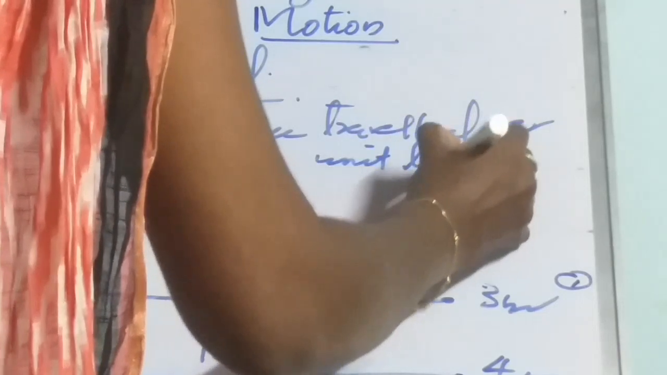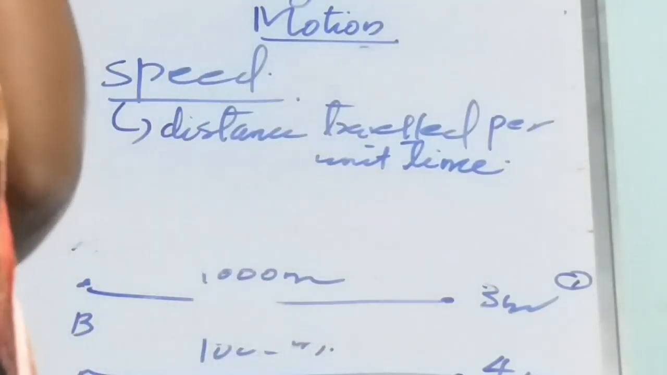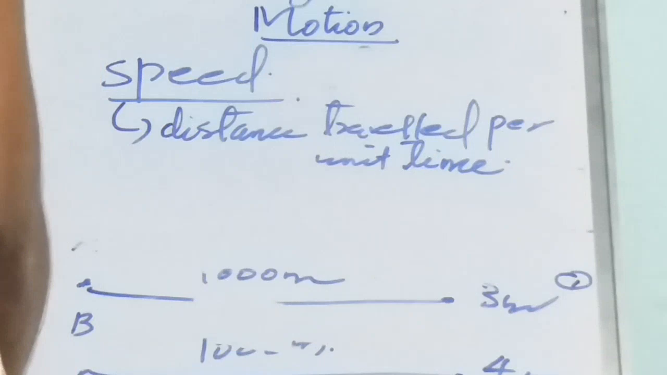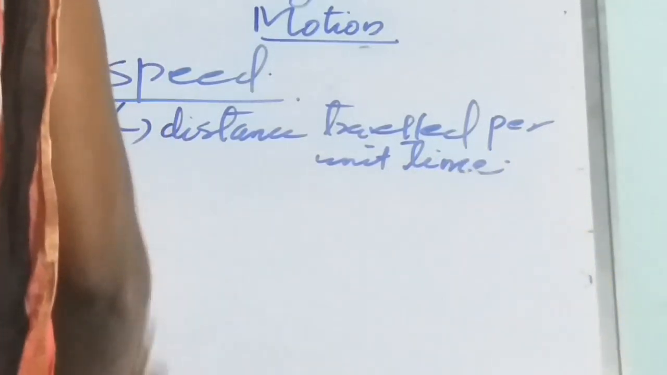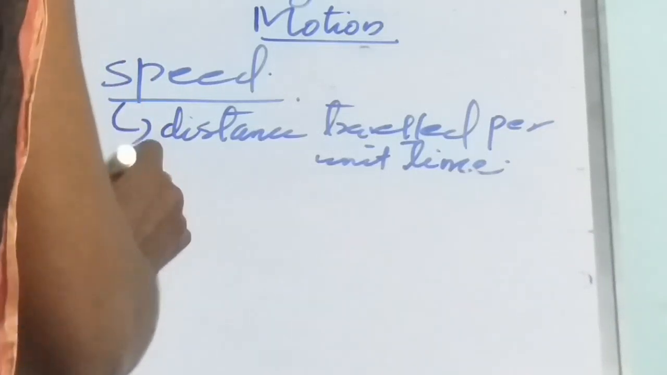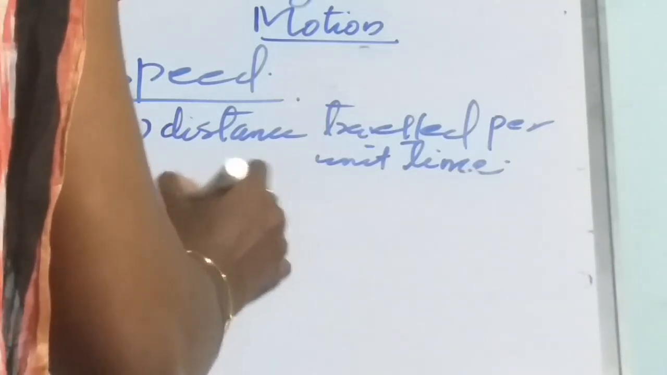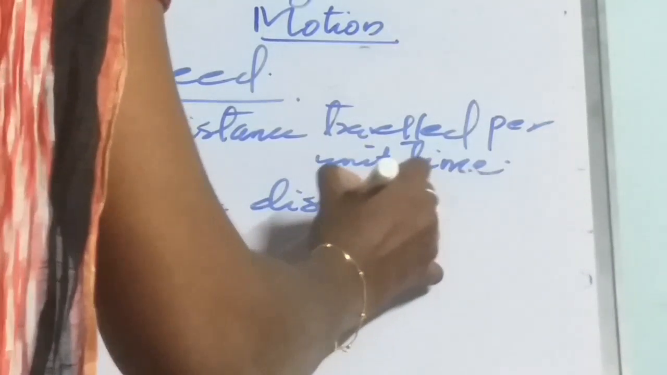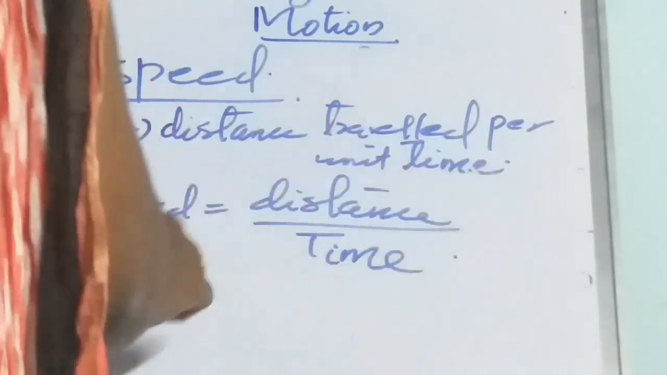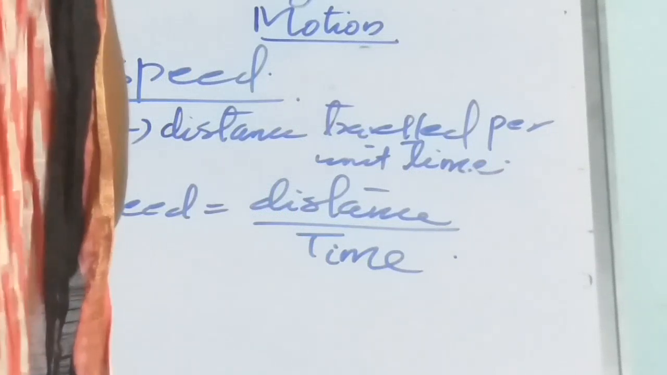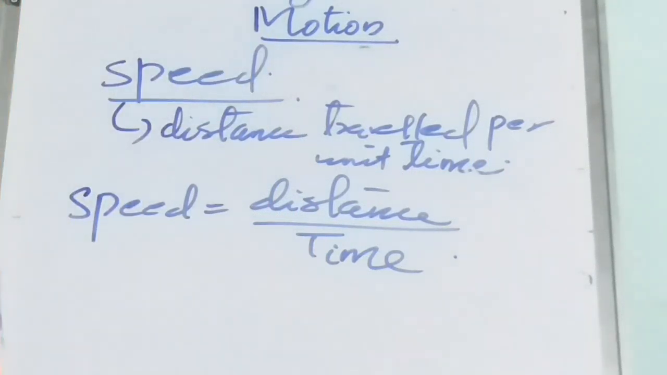Speed of an object means the distance travelled per unit time. So we can represent speed equal to distance divided by time. Speed equal to distance divided by time.